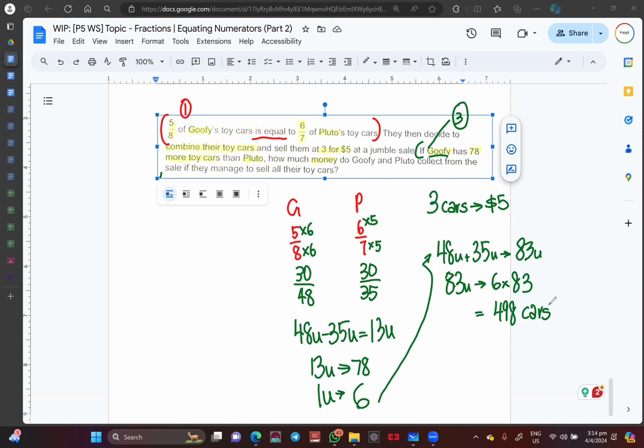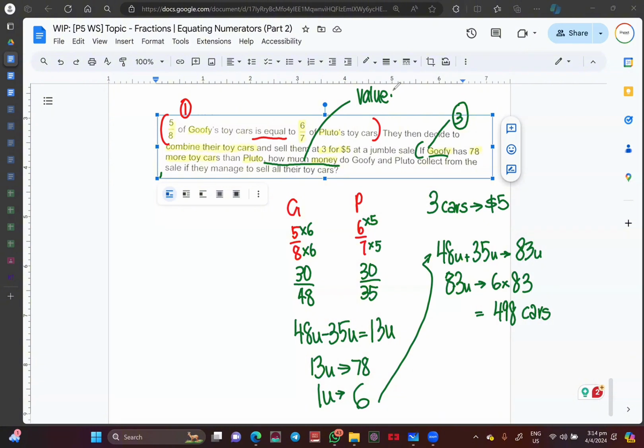Okay, read the question. How much money? What does it mean to you when it comes to how much? The dollar sign. Correct or not? The value. Am I making sense here? What is the value? How do I find the value first? 498 divided by 3. And then that answer times 5.